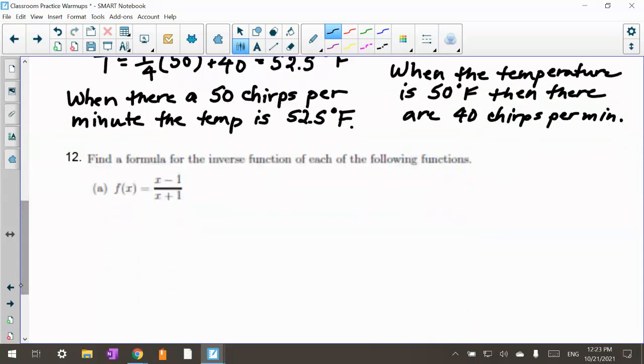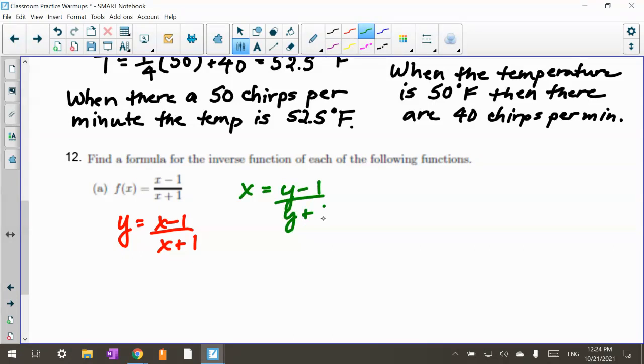Here's another one, finding the formula for an inverse function. Now again, we're going to use algebra to do this, but I want you to know that we're not talking about chirps or temperature. This is just pure algebra. If it's just pure algebra like this, you're going to do the technique we did in class. First of all, I'll let you write it like this, y equals (x minus 1) over (x plus 1). Then we're going to do the big switcheroo, and you're going to switch your x's and y's. So now I have x equals (y minus 1) over (y plus 1).